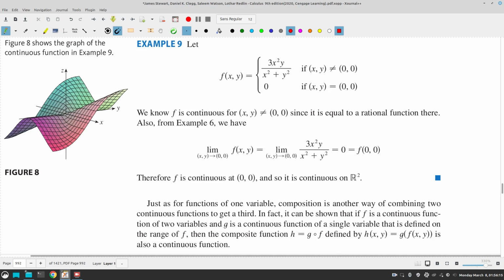And remember we figured this out, that the limit as (x, y) goes to (0, 0) of f(x, y) is 0. We figured this out using the squeeze theorem, and f(0, 0) is equal to 0, and so f is continuous there.